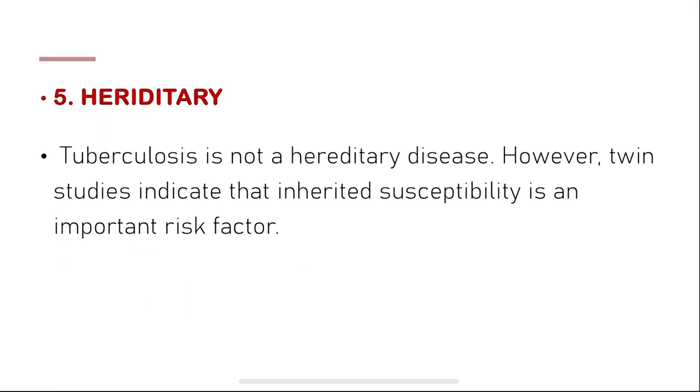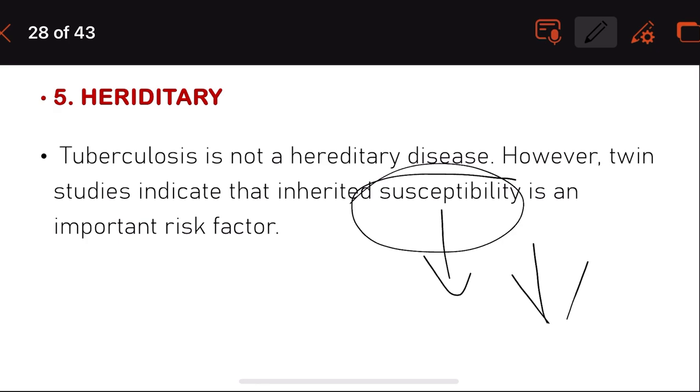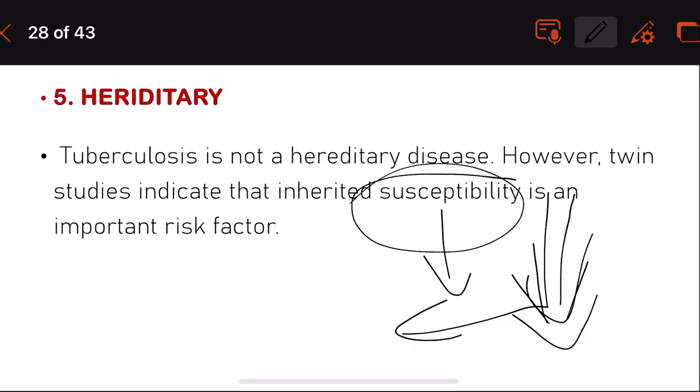Next, we have hereditary. That is what we saw, that TB is not a hereditary disease. However, when they performed the twin studies, it indicated that inherited susceptibility is an important risk factor for TB. It is not a hereditary disease, yet the twin studies indicated that inherited susceptibility can be considered an important risk factor. The decreased immune system, the lowered immunity in the parents, can also affect the children, and thereby they can become susceptible to TB.